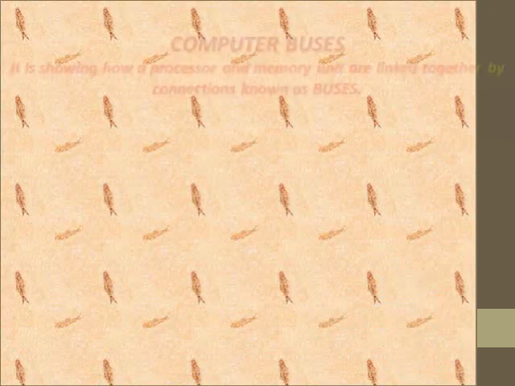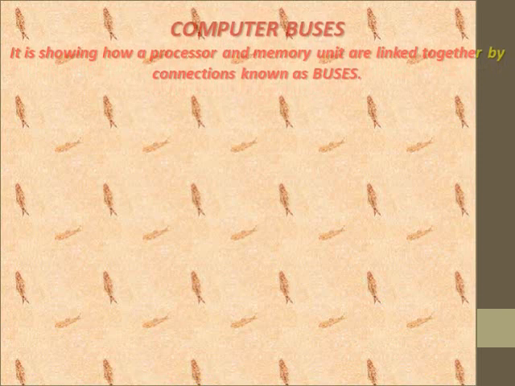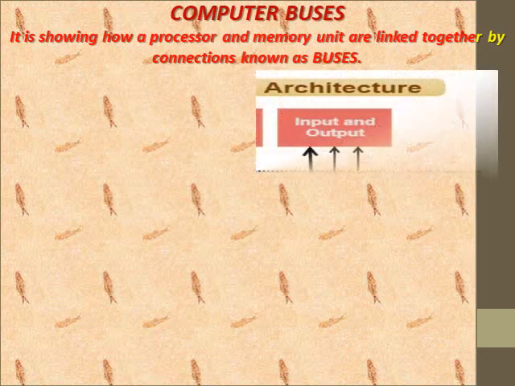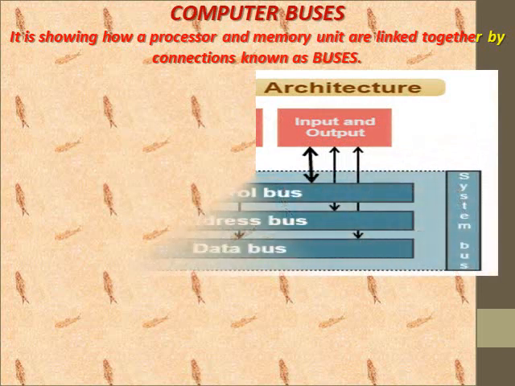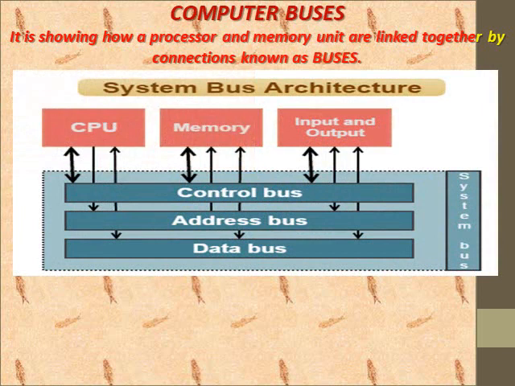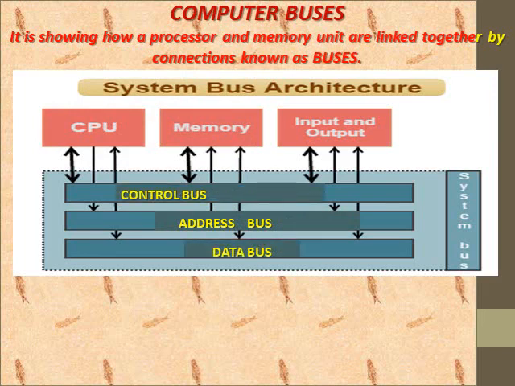In this slide, we are going to discuss the computer architecture concept in using computer buses. Please turn over your textbook to page 45 and have a look at the diagram in figure 4.3. The diagram here is showing you the idea of how a processor and memory unit are linked together by connections known as buses. There are three different types of computer buses. First is address bus, second is data bus, and third is control bus.